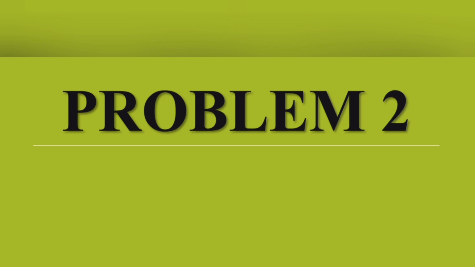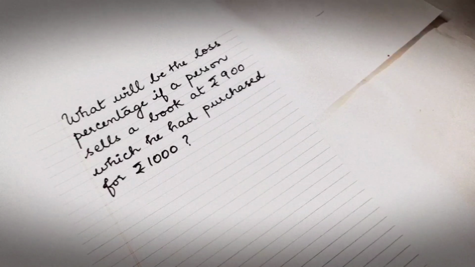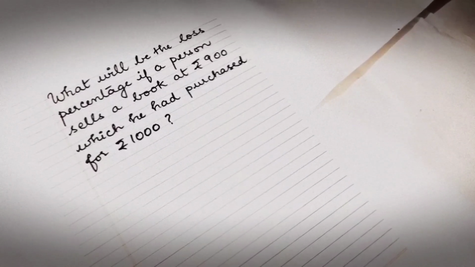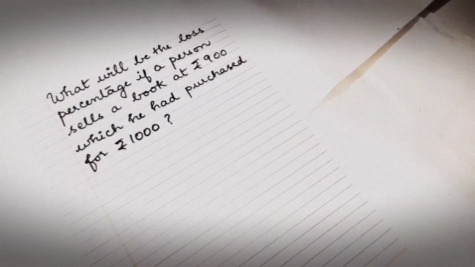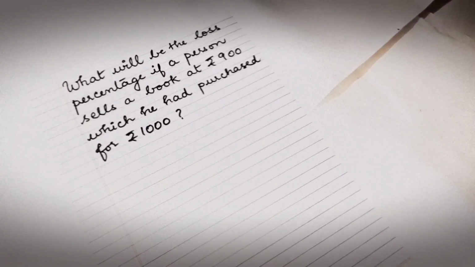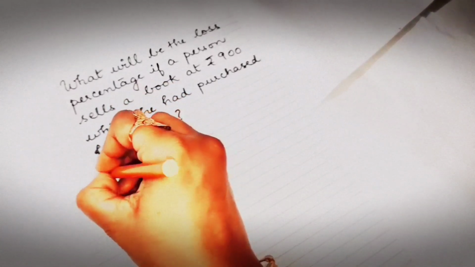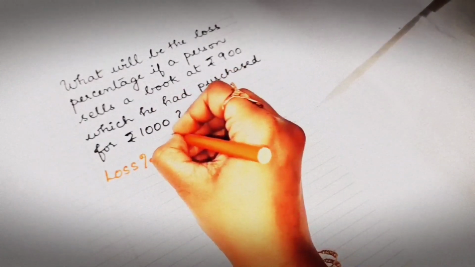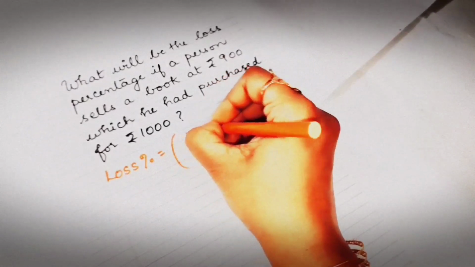Let us now move on to the second problem, problem number 2. What will be the loss percentage if a person sells a book at rupees 900 which he had purchased for rupees 1000? Now, from the question it is clear that the person incurred a loss because the selling price or the SP of the book is rupees 900, whereas the cost price or the CP of the book is rupees 1000. So let us first write down the formula for loss percentage.